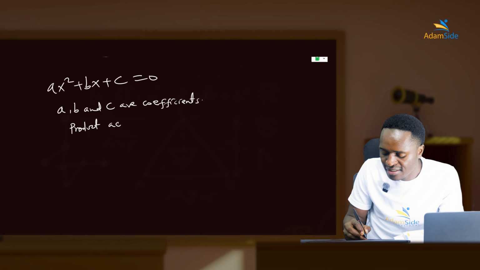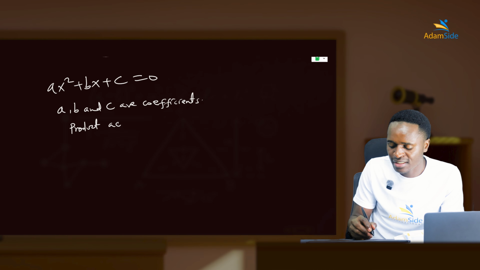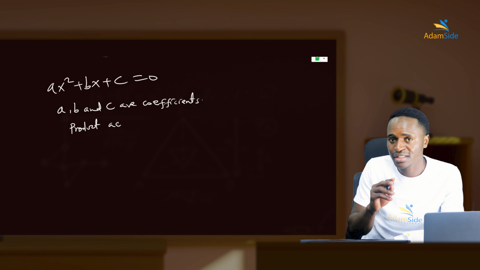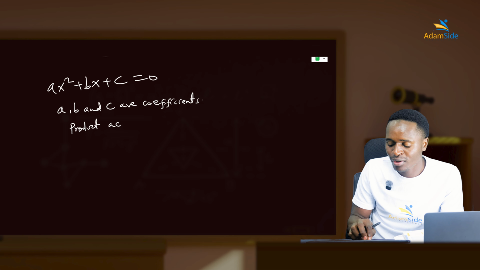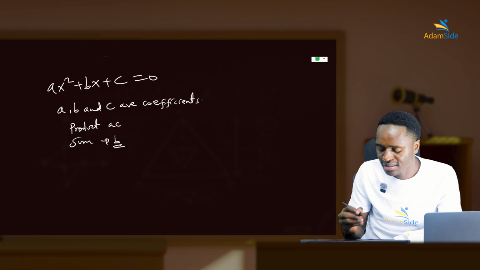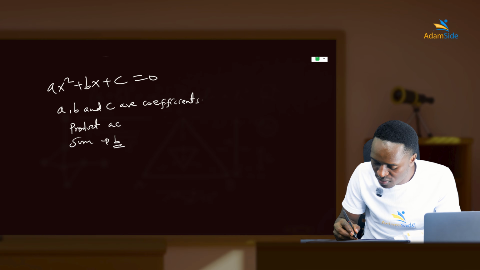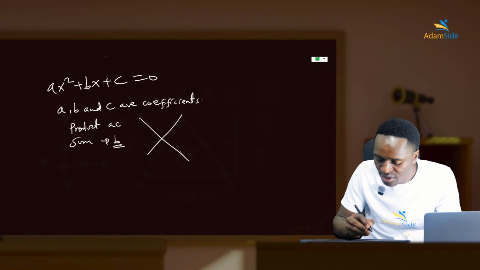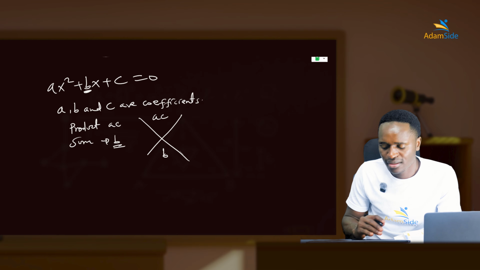We say the product AC: find two numbers that, if you multiply them, you will get the product AC, and if you add them, will be the same as the coefficient of the second term. So we have to find two numbers that, if you add, you get the value of b, which is the coefficient of the second term in the center, and if you multiply, you get AC. That's it.